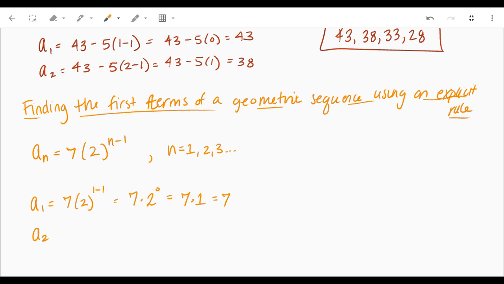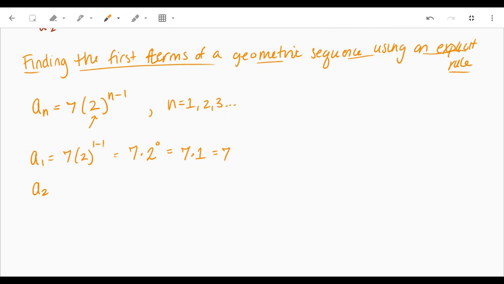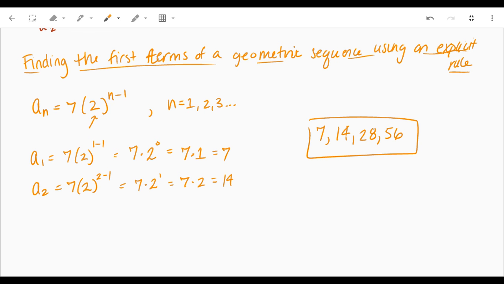Okay, your second term. Again, I can tell that the multiplier is 2, so I know the second term is going to be 14. I'll show the math there. It'd be to the 2 minus 1 power, so 7 times 2 to the first, which is 7 times 2, which is 14. Again, I'm just going to multiply by 2 every time. So it's 7, 14, 28, 56. That's it. I could go ahead and keep going. For my third term, it would be to the 3 minus 1 power, 7 times 2 squared, 7 times 4, which is 28.